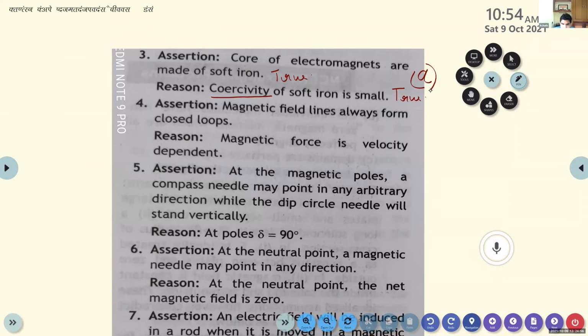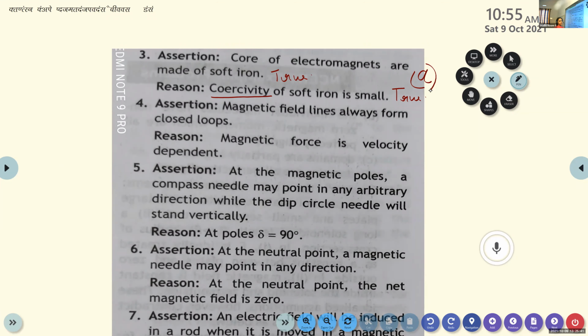Ma'am, about coercivity, you told a sentence like higher the coercivity... Higher the coercivity, it is very difficult to demagnetize the material. Is it clear? Yes, ma'am. This is used to prevent the hysteresis loss, right? Yes, it is used to prevent the hysteresis loss.